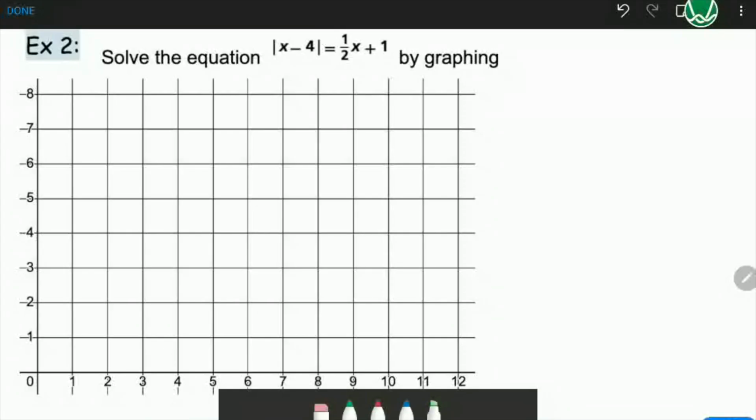Okay, we're going to solve the equation: the absolute value of x minus 4 is equal to 1/2 x plus 1. So going through, to do this, we make each side its own equation. So y equals absolute value of x minus 4, and y equals 1/2 x plus 1.